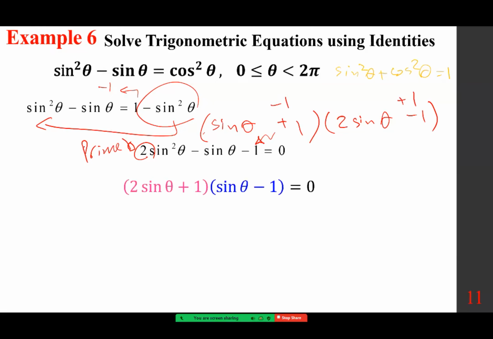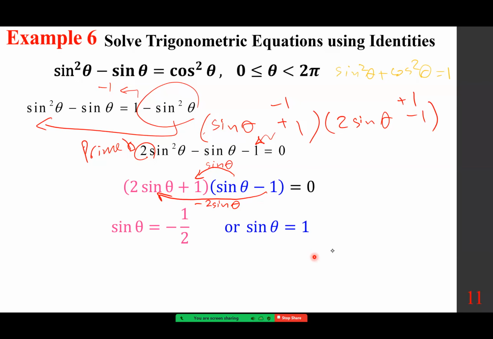And how do we know which one works? Look at the middle term. This is positive sine theta. This is negative 2 sine theta. Do they add up to the middle term, negative sine theta? That's all there is to it. So this one, sine theta is negative 1/2. This one, sine theta equals 1. And of course, this we know there's only one answer, pi over 2.